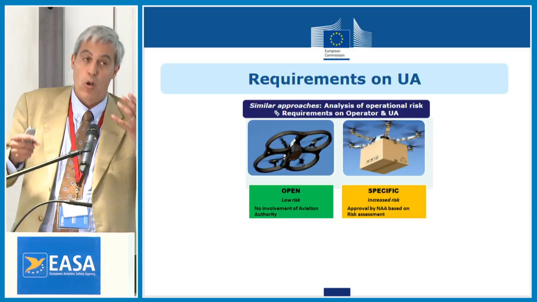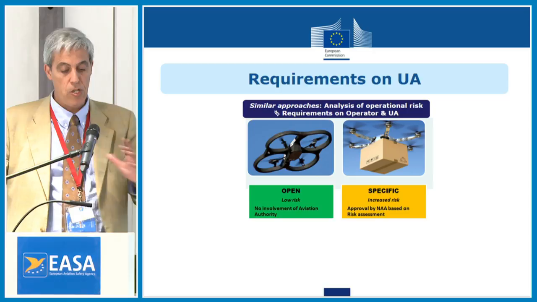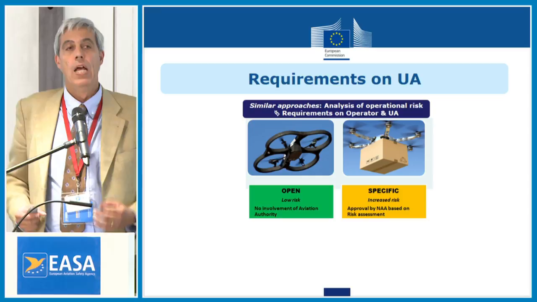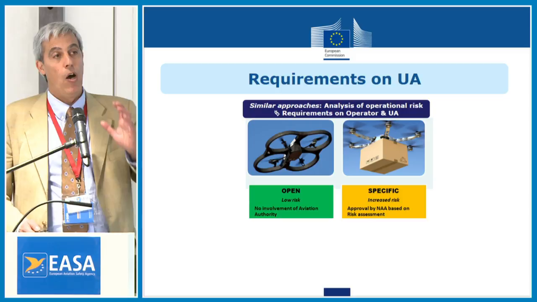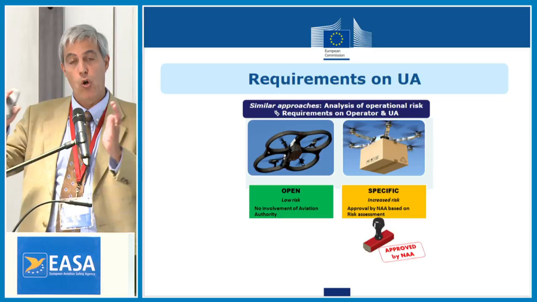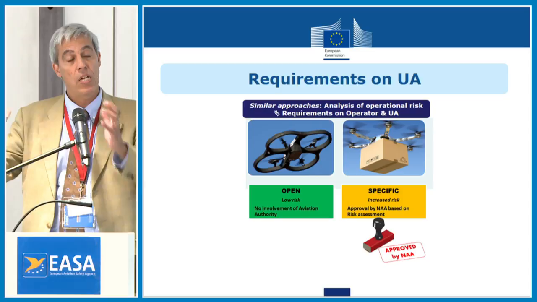Now, what is the big difference between open and specific that was already mentioned? It is basically the way the compliance of the drone with the technical requirements imposed on the drone is achieved. In the specific category, we have the authorization of the aviation authority, which covers this compliance. This is why the technical requirements for the drones operating in the specific category, you will find them either in the standard scenarios or in the authorization itself.